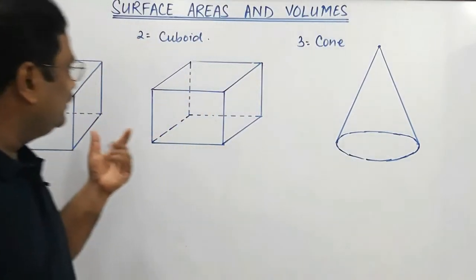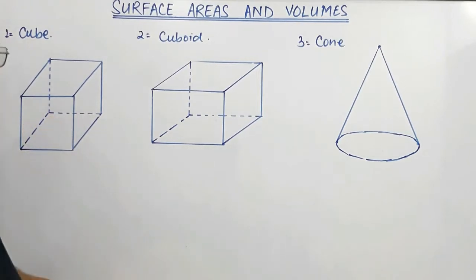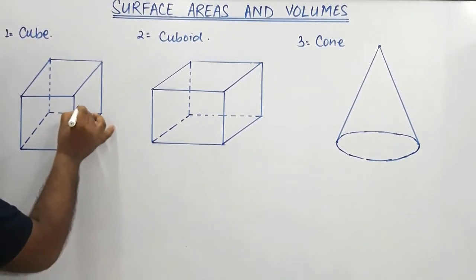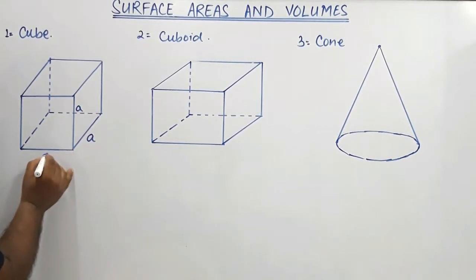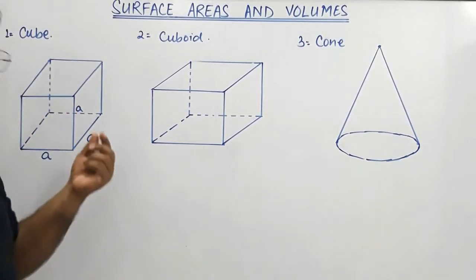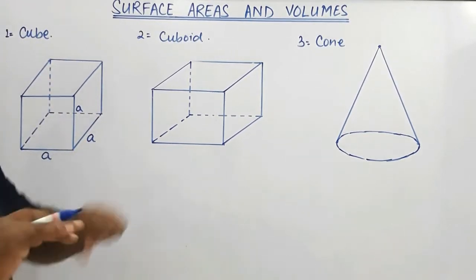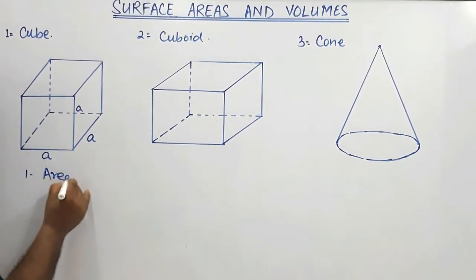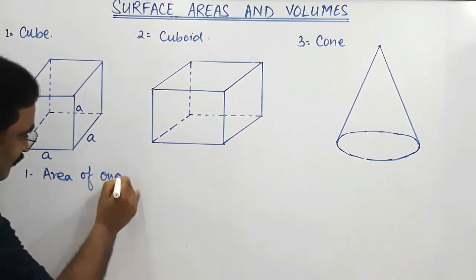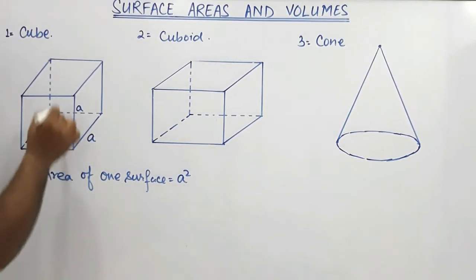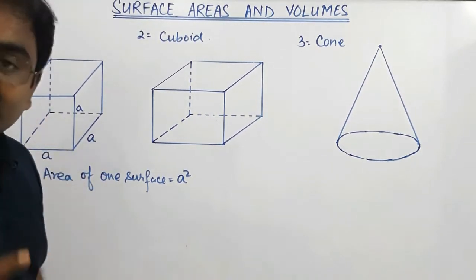So first of all, we have taken the solid cube. As you know, in this cube all the sides are equal. So length, breadth and height are equal. Say these are A. What will be the areas, means total surface area and volume? The surface area: as you know, in this solid there are 6 surfaces. So the area of one surface is equal to A square, because this surface looks like a square and the area of a square is side square.